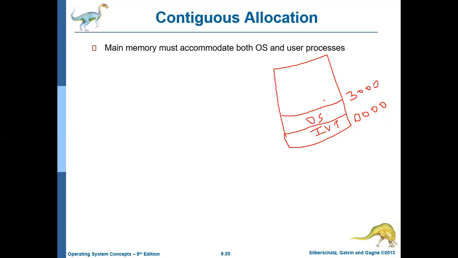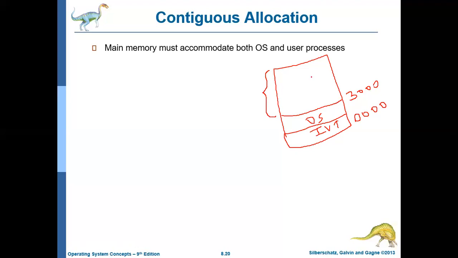So typically the operating system and interrupt vector table will be stored in the lower address. But there are no hard and fast rules. Some operating systems may assume that it is in the higher address. But throughout our discussions, we will assume that the operating system is stored in the lower address along with the interrupt vector table. And the remaining space will be used by the user processes.